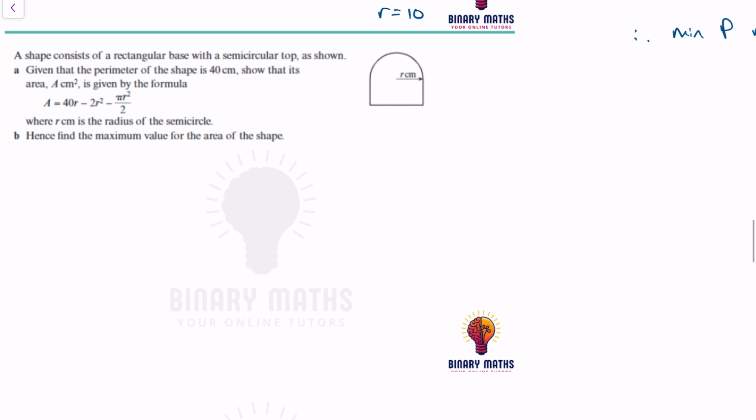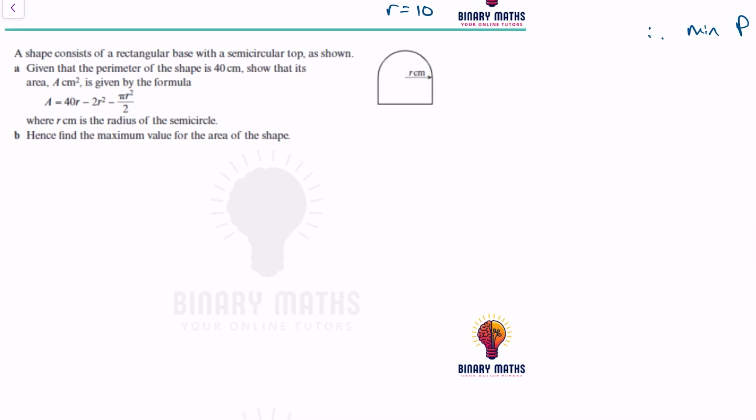Okay, next example. A shape consists of a rectangular base with a semicircle top as shown. Given that the perimeter of the shape is 40 centimeters, so P is equal to 40, show that its area A is given by this formula. So first thing is perimeter. Form the equation for perimeter. This is R, which means this part must be 2R. This has not been given a dimension, so let's call it X. And that is X.